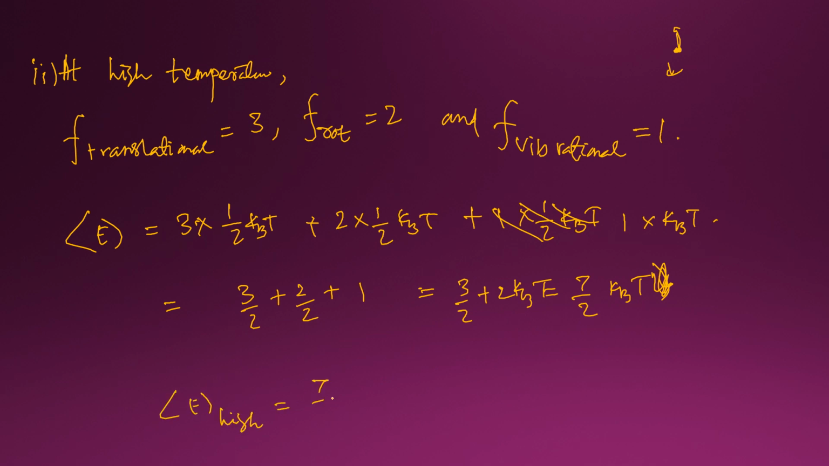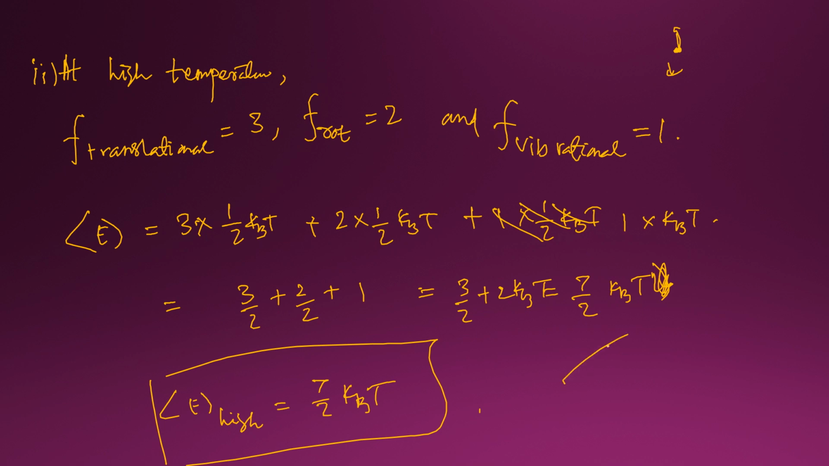It is 7 by 2. Is that all right? If translation is 3, yes. So this is the first question on this. We have to calculate the average energy using our degree of freedom and all. I hope you understood this one.